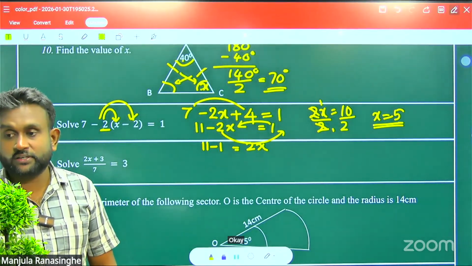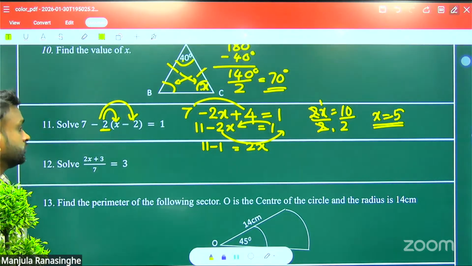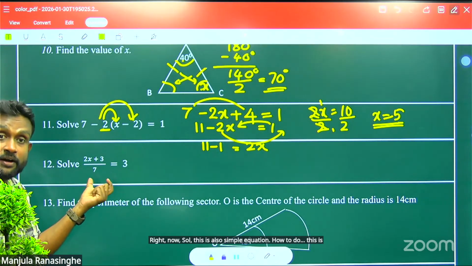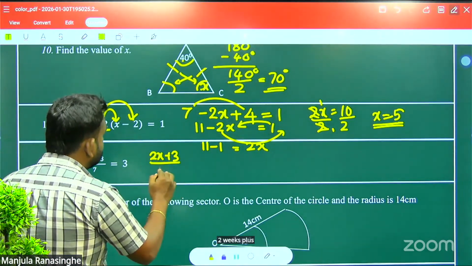Okay, keep the answer here. Right, now solve. This is also a simple equation. How to do? There is a denominator there. First eliminate that denominator. How? (2x + 3)/7 = 3.